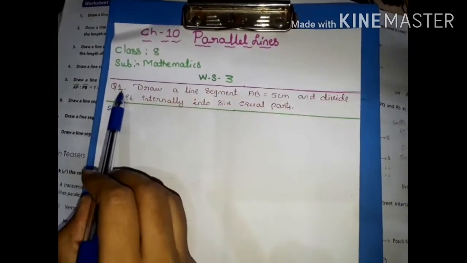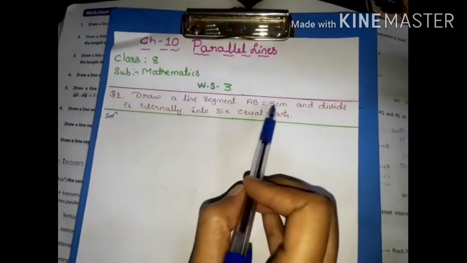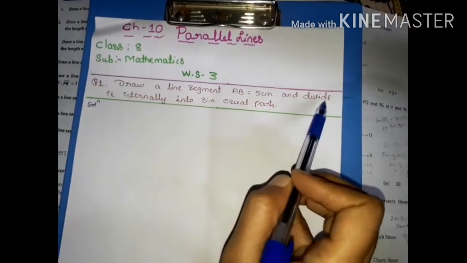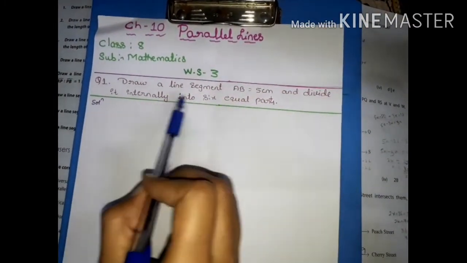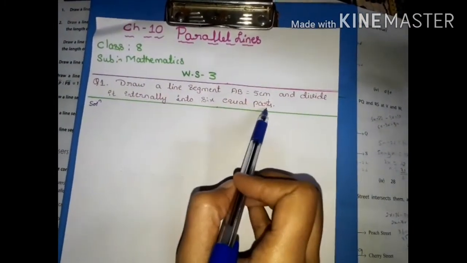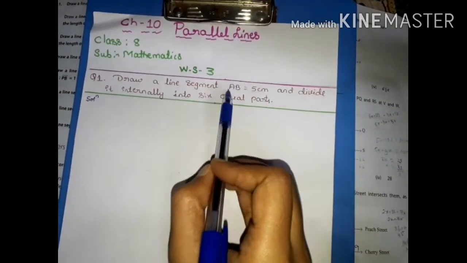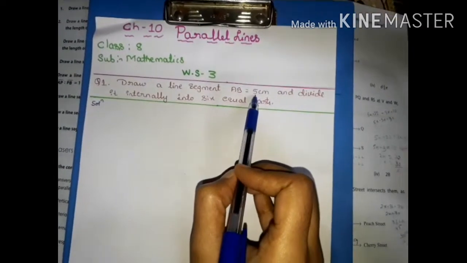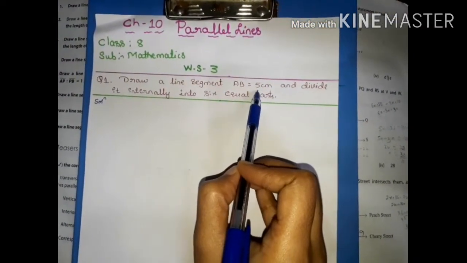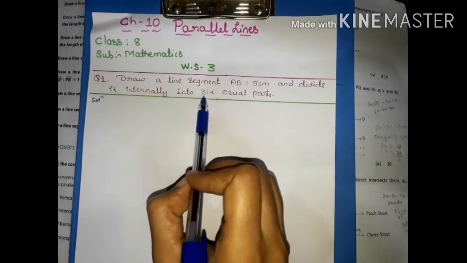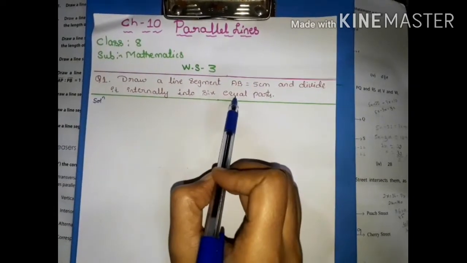The first question: draw a line segment AB equal to 5 cm and divide it internally into 6 equal parts. Here we are dividing a given line segment, which is 5 cm, into equal parts. How many equal parts? 6 equal parts.